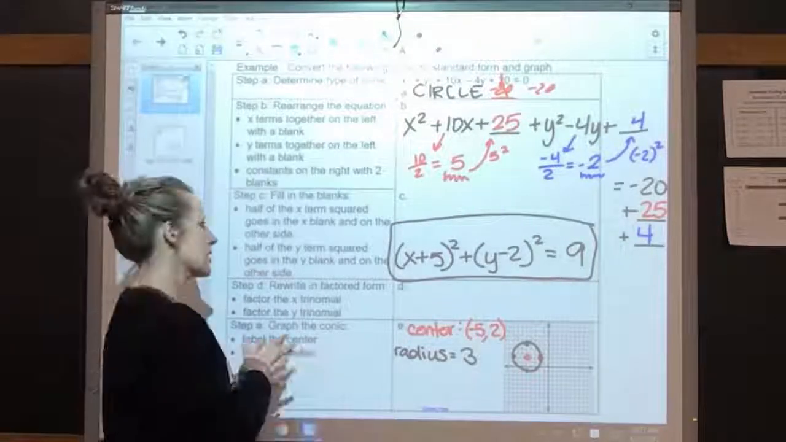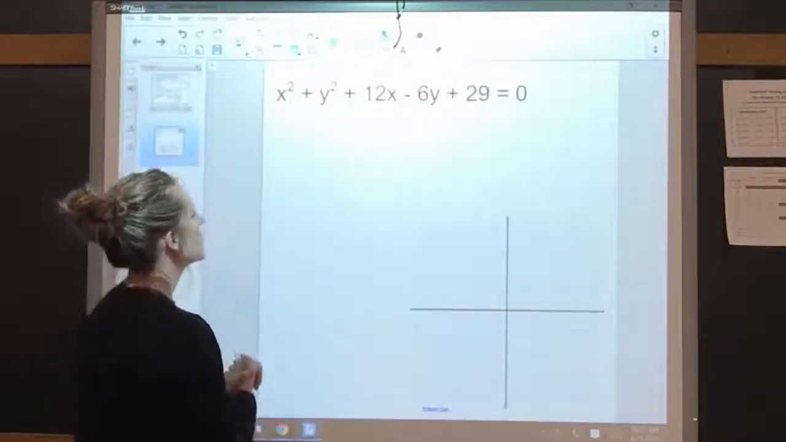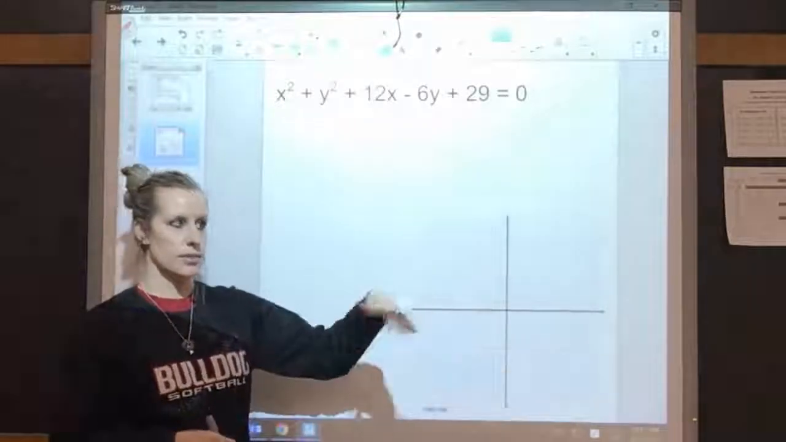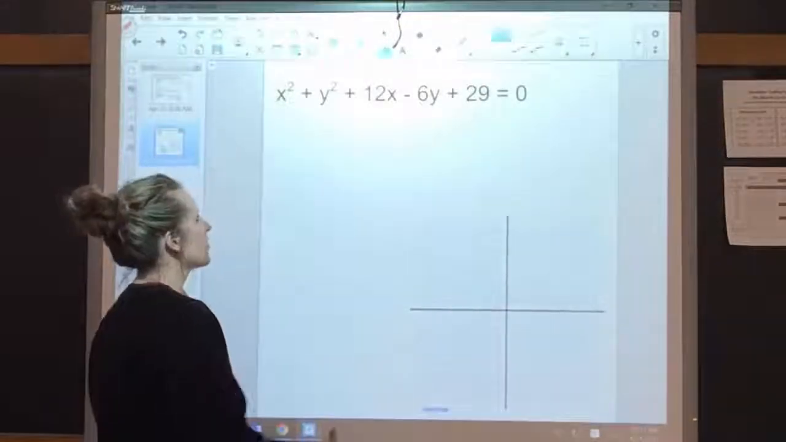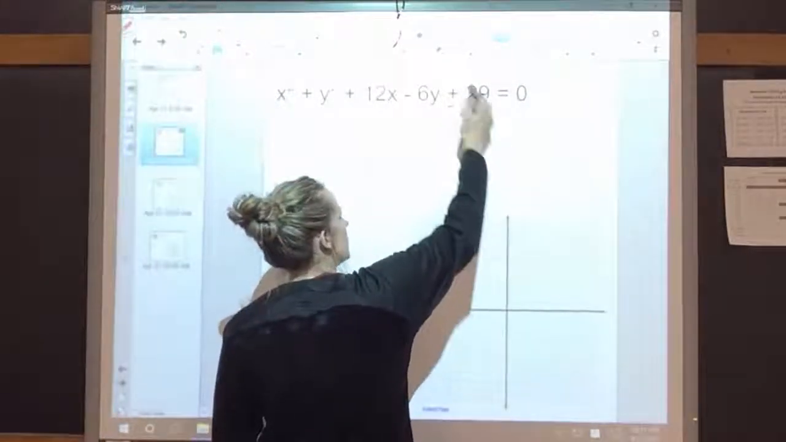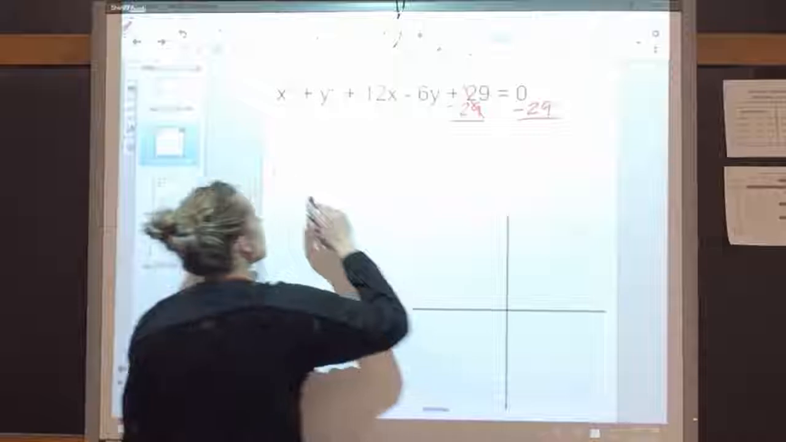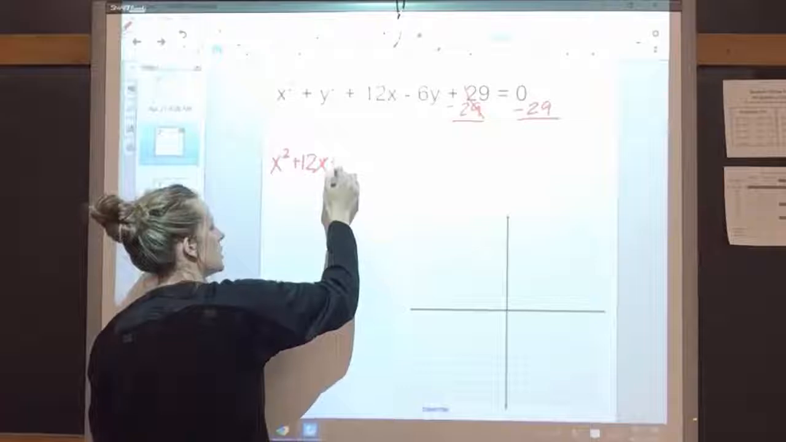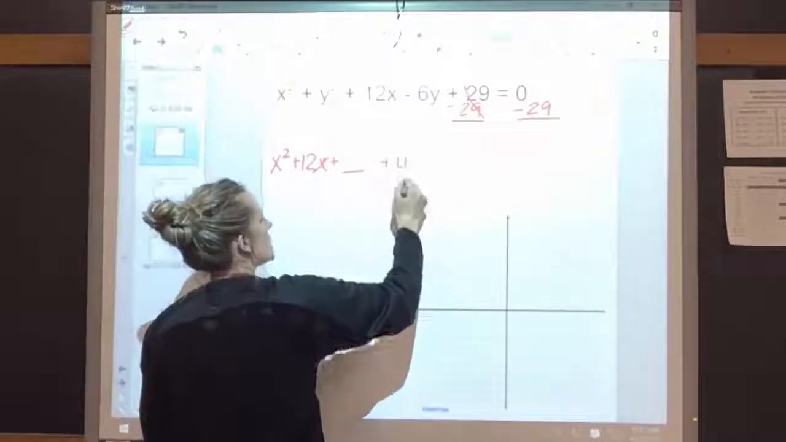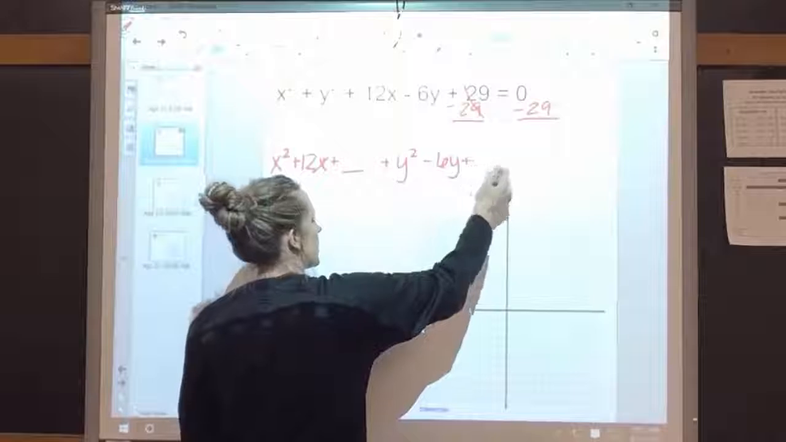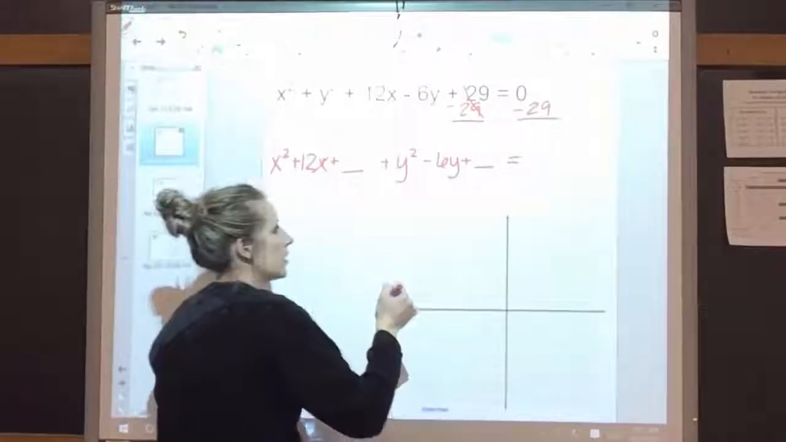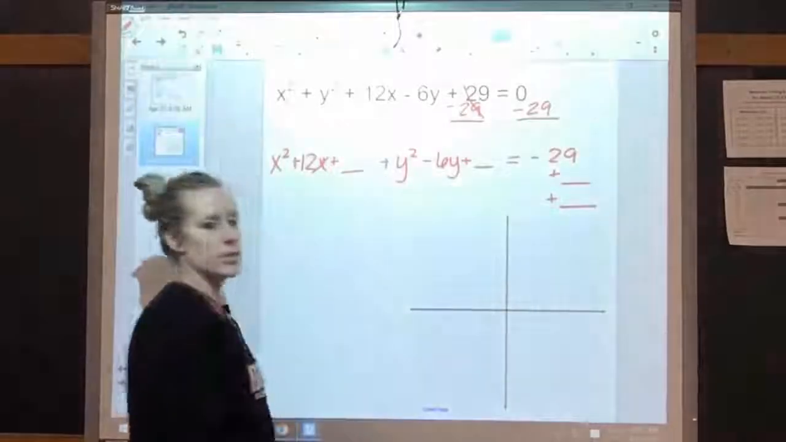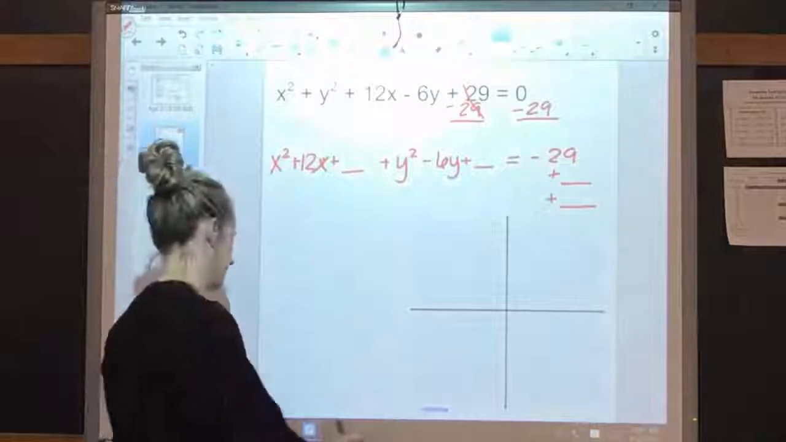All right, so let's try the next one. We need to get our x's and y's on the same side with the constant on the other side of the equal sign. So we're going to move it to the right. So we'll subtract 29. All right, so we have x squared plus 12x plus blank plus y squared minus 6y plus blank, because we're going to complete the square. Okay, equals negative 29 plus blank plus blank. Because what you do to one side, you have to do to the other.